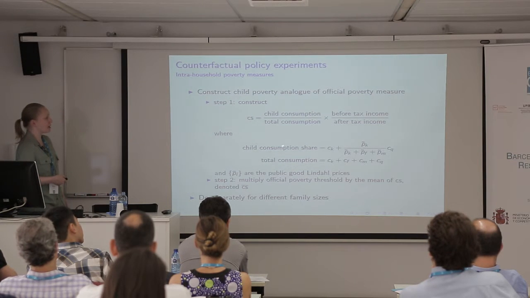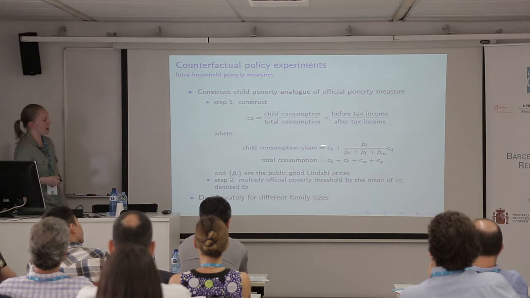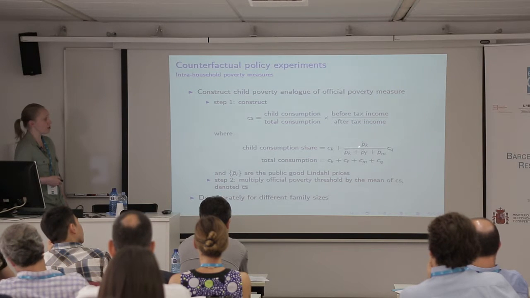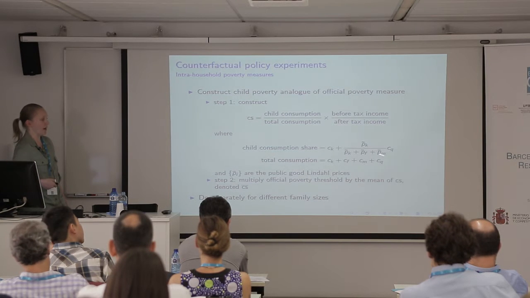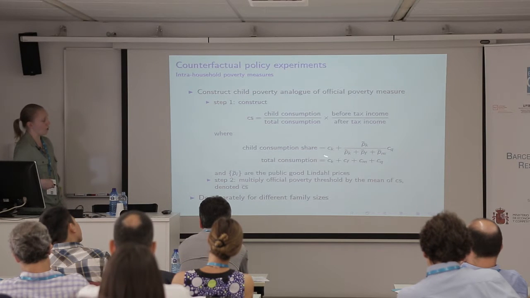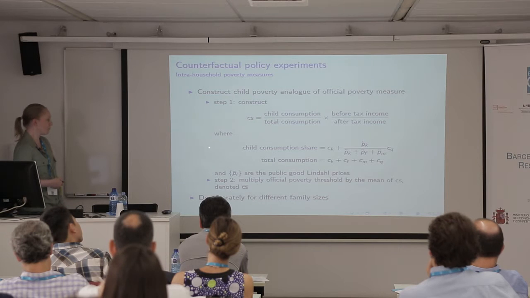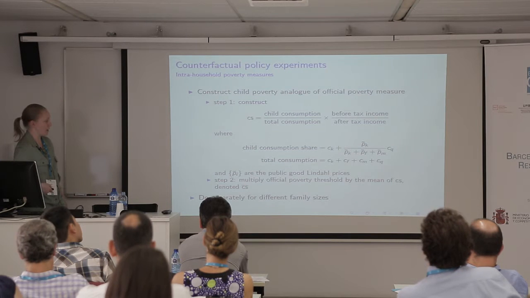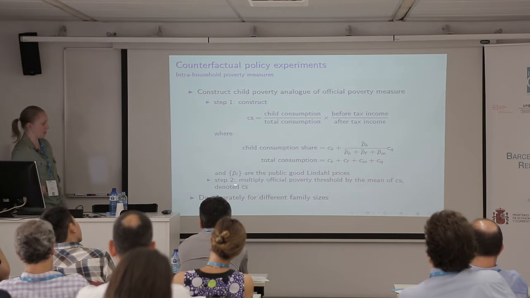So the child consumption share can be written as this function here, where we have the private consumption good allocated to the child plus the public good multiplied by the Lindahl price of the child for the public good, and then the sum of all agents in the household's Lindahl prices. And then total consumption is simply the sum of consumption across all private consumption and the public consumption. And then finally, I multiply the official poverty measure by this function here, and it's denoted by bar CS.